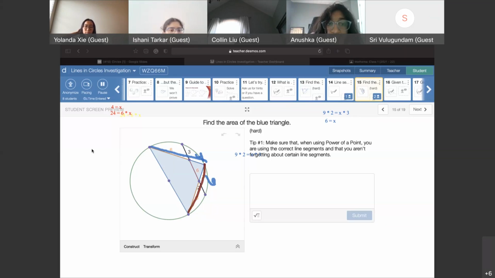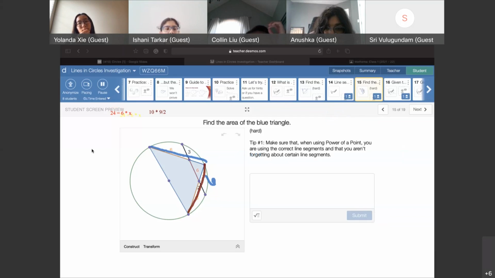So what we can do now is we do 6 plus 4, which is 10, times 6 plus 3, which is 9, and then we divide it by 2 because it's a triangle, and we get 90 over 2, which is 45. So that means that the area of this entire triangle is 45. I don't know how many of you got that. However, that was a hard problem.